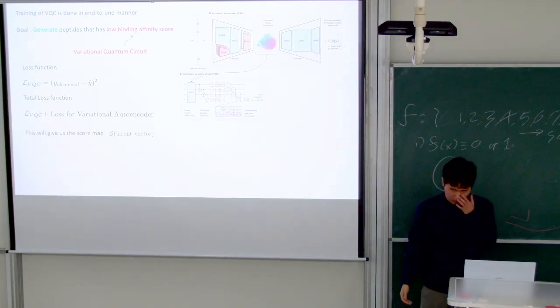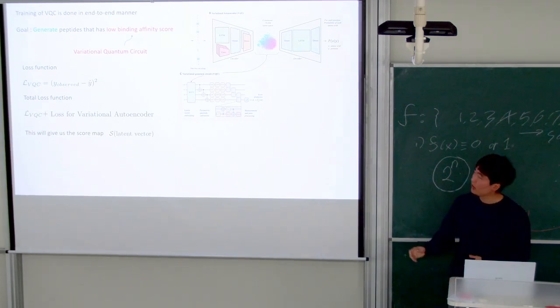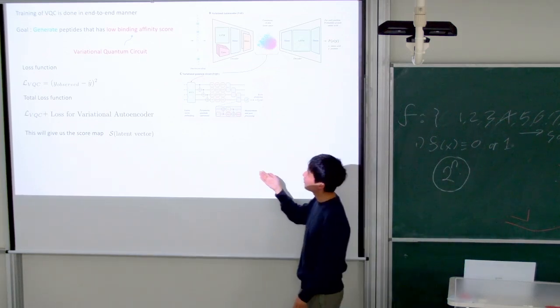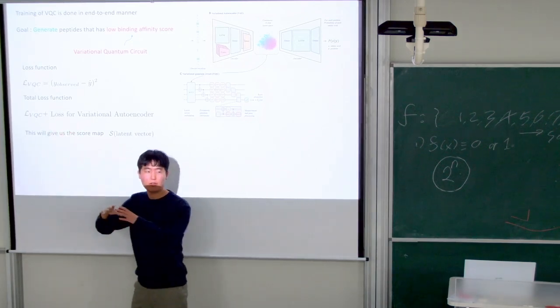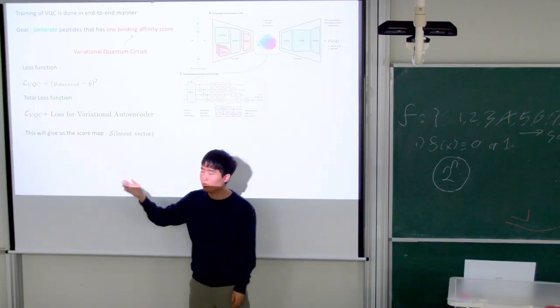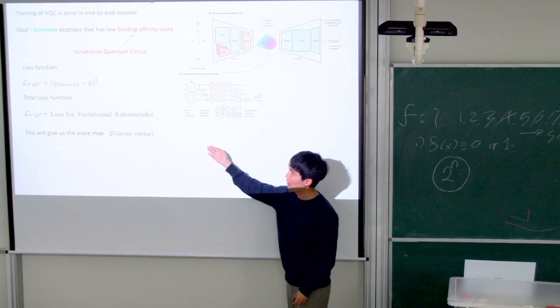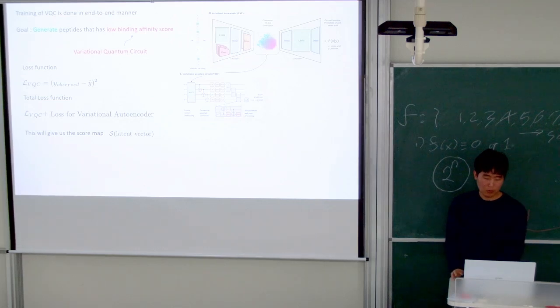Dr. Kim gave us a question: how can it be trained? It is trained in an end-to-end manner. End-to-end means that we don't train it separately, but we train it all together. So we combine the loss function with the one for the variational part. I didn't prepare for it, but we combined it together to obtain a score map.